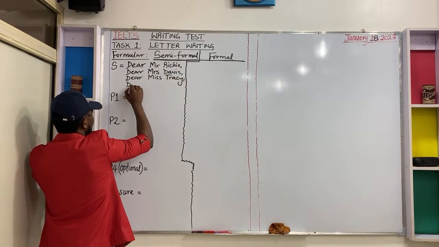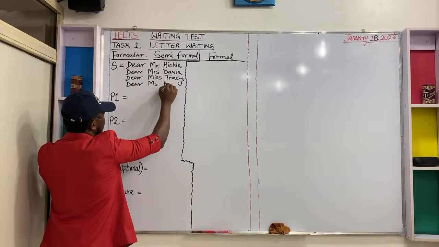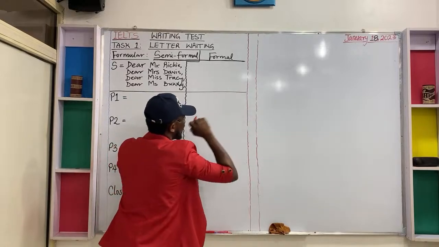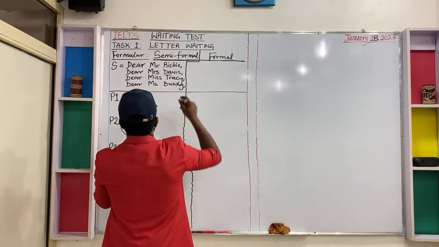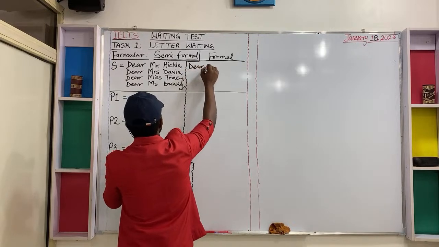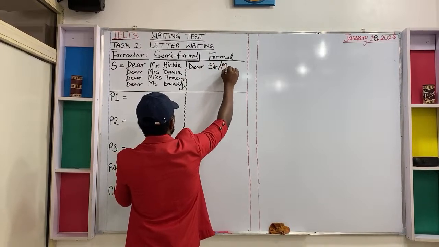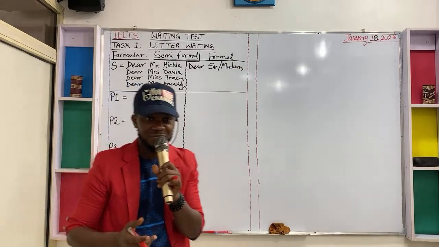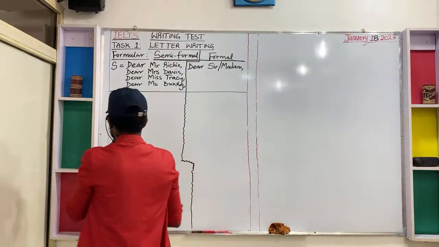It can as well be Dear Miss Bookie. Okay, but for formal letters, there is only one standard approach, and that's Dear Sir/Madam, because you don't know if it's a male or a female that's there. Right? Now let's go to paragraph 1.